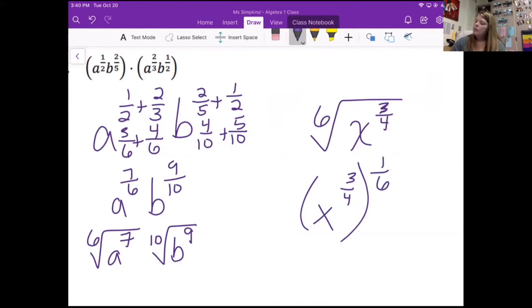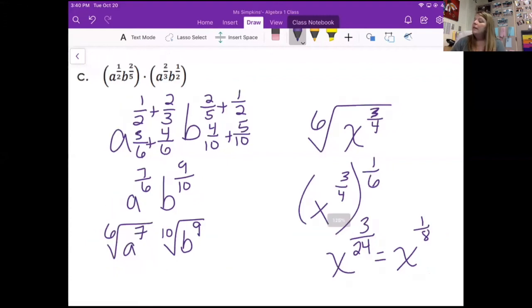Multiply them. 3 times 1 would be 3. 4 times 6 would be 24. You could leave it like that, or you could notice that 3/24 is also the same thing as 1/8. I don't care. I will take both. So if you don't want to simplify, doesn't matter to me.